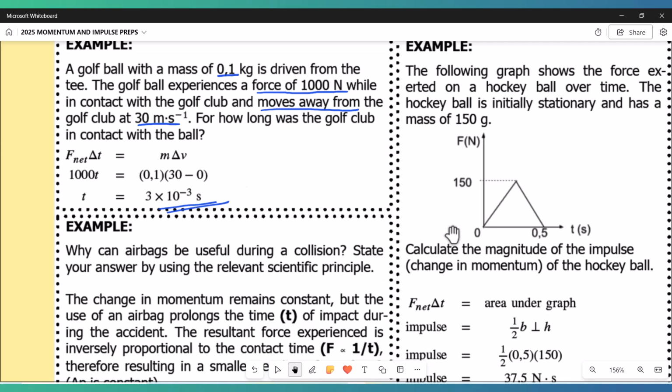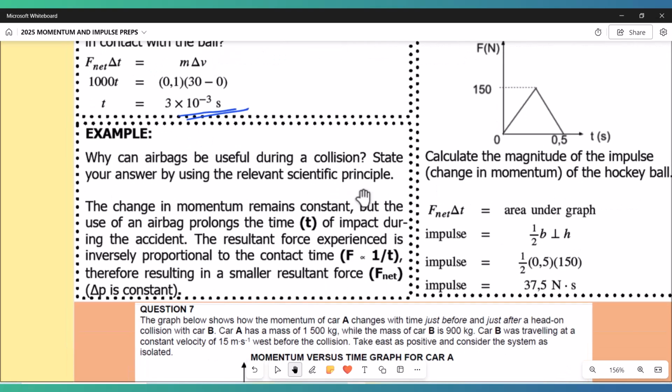Another example here. Why can airbags be useful during a collision? State your answer by using the relevant scientific principle. Otherwise, why do we need airbags? The reason is that the change in momentum remains constant. I repeat, the change in what?